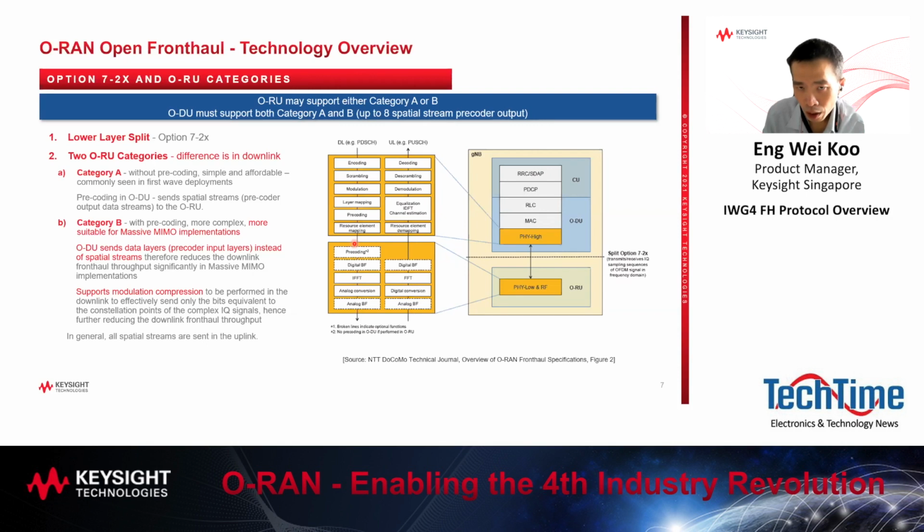The key takeaway here is that when we start to look at interoperability and testing, right, obviously the ORU may support either category A or B, right? It's got to be optimized for one of them depending on the deployment scenarios. ODU though, when you test the ODU, it must support both category A and B, right, up to 8 spatial streams of pre-coded outputs according to the specifications.